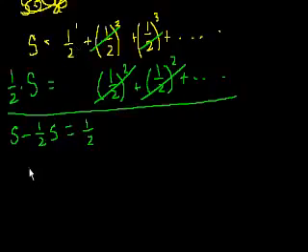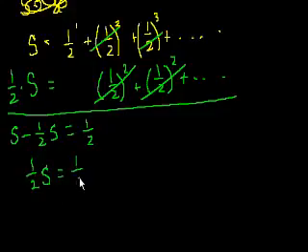But anyway, let's figure this out. S minus 1/2 s is just 1/2 s. 1/2 s is equal to 1/2, and then you divide both sides by 1/2, or multiply both sides by 2, and you get s is equal to 1.